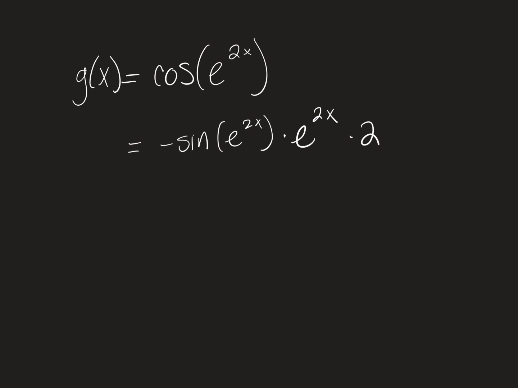Okay, so outside, inside, inside again. So once you do inside again, you don't have to do anything with the cosine again? No, it's gone. So then technically the way I would write this is negative 2 e to the 2x times sine of e to the 2x. That's how I would write it, just to make it neater.